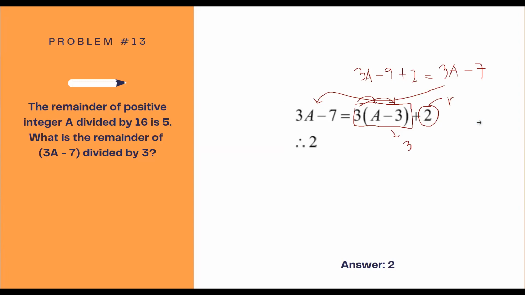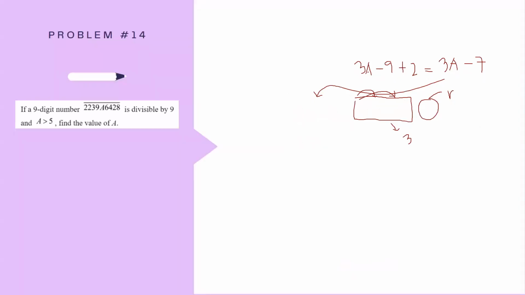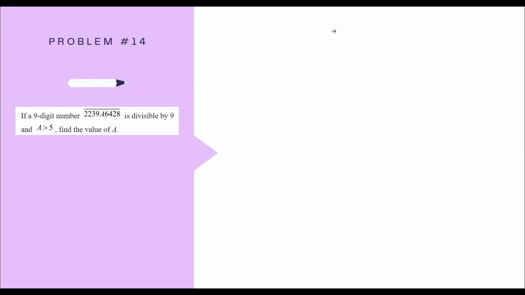So now we proceed to problem number 14. If a 9-digit number, 2239A6428, is divisible by 9 and A must be greater than 5, find the value of A. What do you think is the answer? For this one, you need to review your divisibility rules.